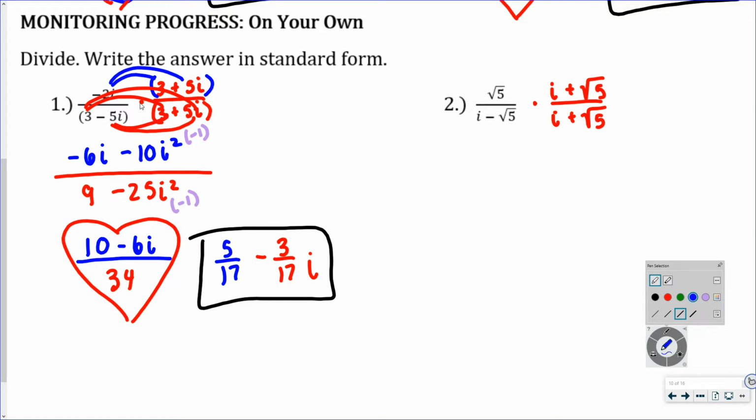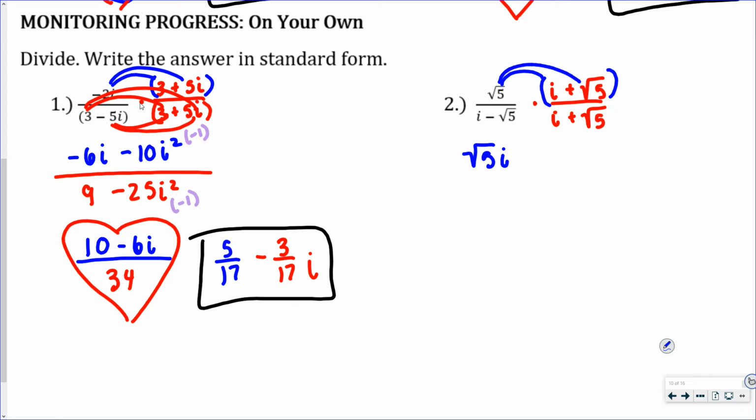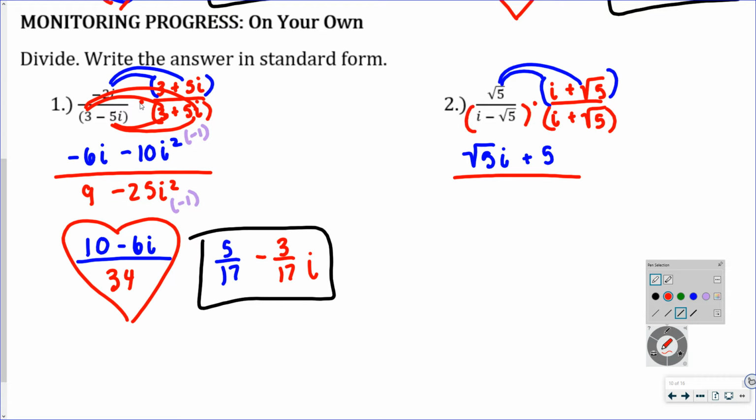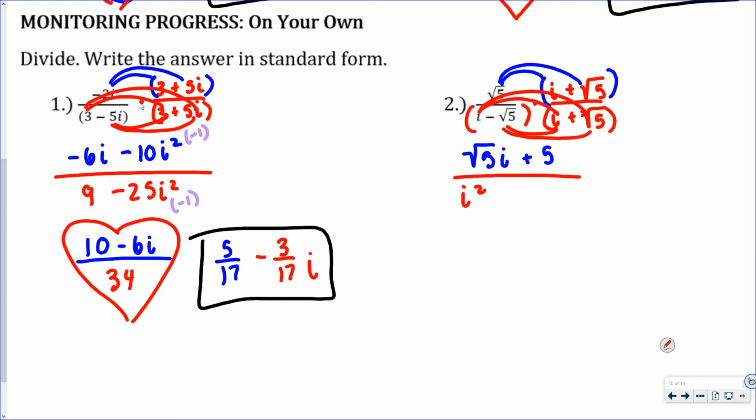It's the same process. It's just a little bit, we got some irrational numbers here. So when I distribute that, I get the square root of 5 i plus 5. Square root of 25 is 5. On bottom, we have i squared. Root 5i minus root 5i are going to be 0. Minus 5 square root of 25. If that doesn't make sense to you folks, me skipping those steps, don't do it.